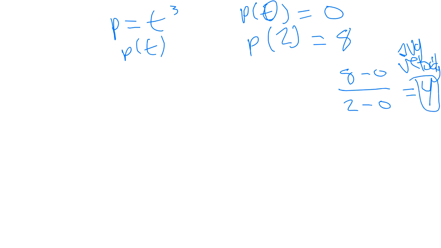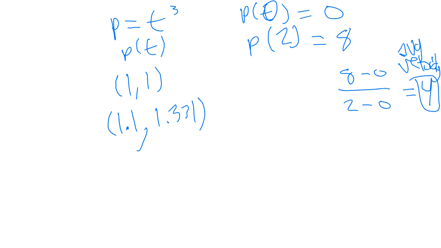So now we're going to look at our instantaneous velocity at t equals 1. Let's say we want to approximate using 1.1 as our approximation. So now we have our point (1, 1), and then our approximation point is going to be 1.1, and that is going to be 1.331.